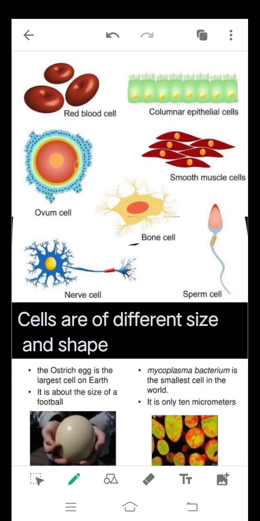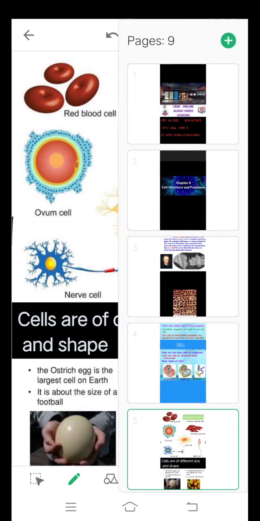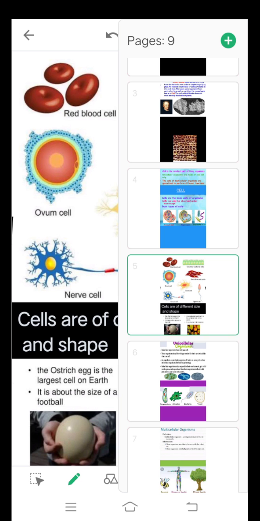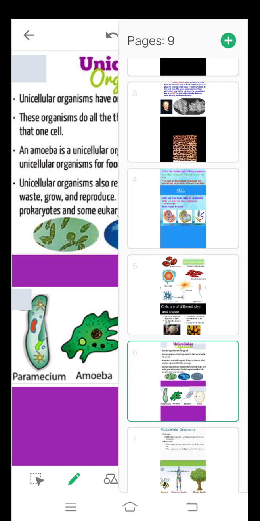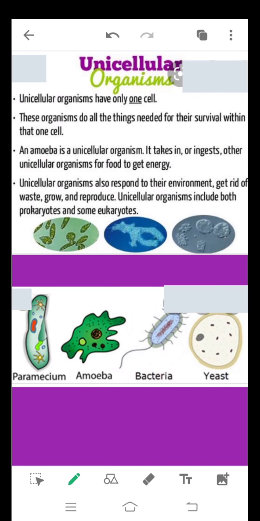Another is mycoplasma, a bacterium, which is the smallest cell in the world. It is only 10 micrometers, it's very small. As size and shape differ, in the same way the number of cells present in an organism also differs. And on that basis, we have these two types of organisms, unicellular and multicellular.